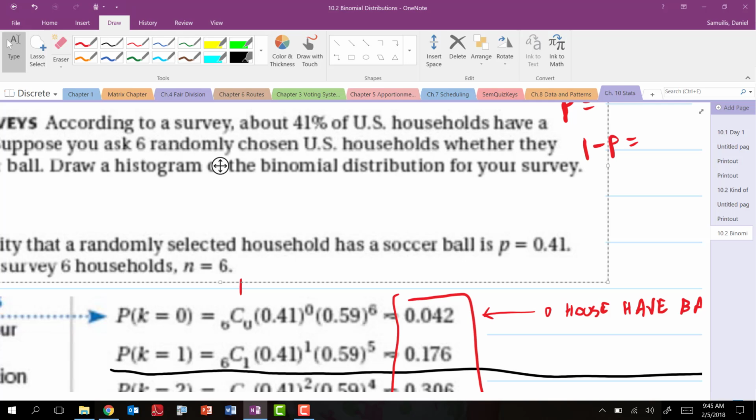Guess what 6C1 equals? I got a bunch of comatose human beings in this class who don't know what that actually is.